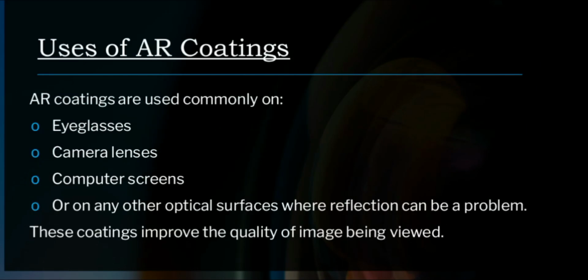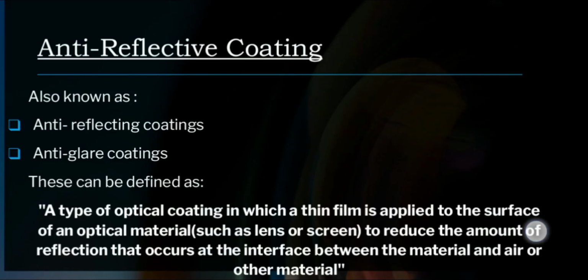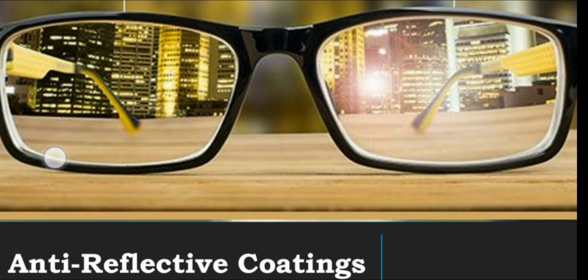So what are the uses of anti-reflective coatings? They are used in eyeglasses and camera lenses. In camera lenses it's very important, as the anti-reflective coating will give a clearer, better image, right? They are used in computer screens, so that the patient doesn't face difficulty or reflection problems while watching TV or a computer, and on any other optical media where reflection is a problem, right? So these coatings can really improve the quality of the image, which I have already shown you over here. You can see it's a better quality vision as compared to this, right?